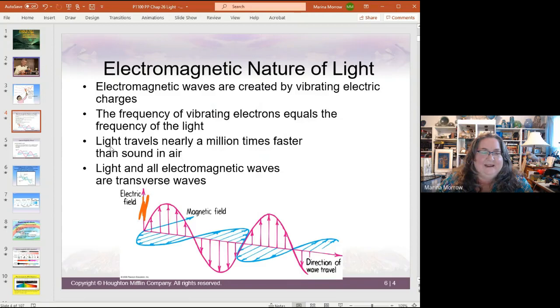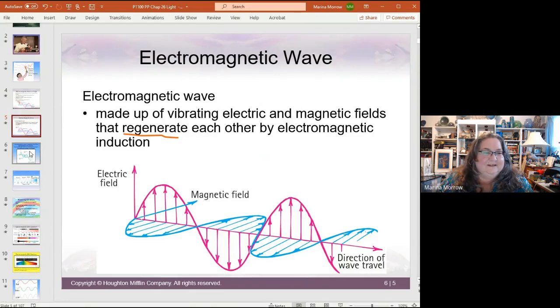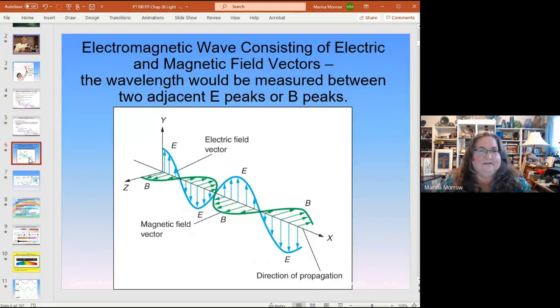Now, this light is very fast. So we've already seen the speed before, but we'll be talking more about that. Okay, and they regenerate themselves as they go out into space. Now, these have wavelengths, of course, so you can measure the wavelength between two peaks.